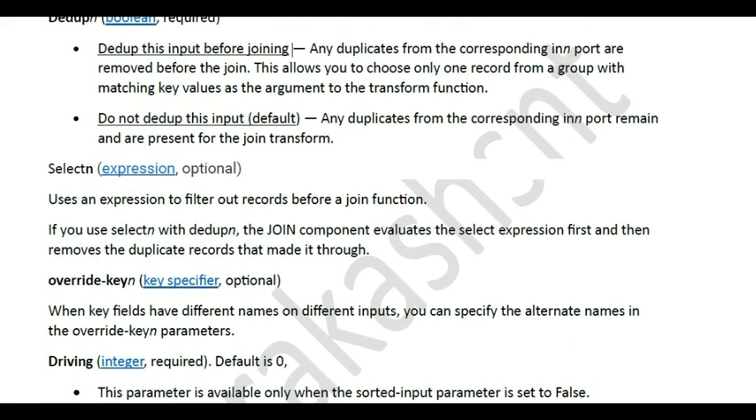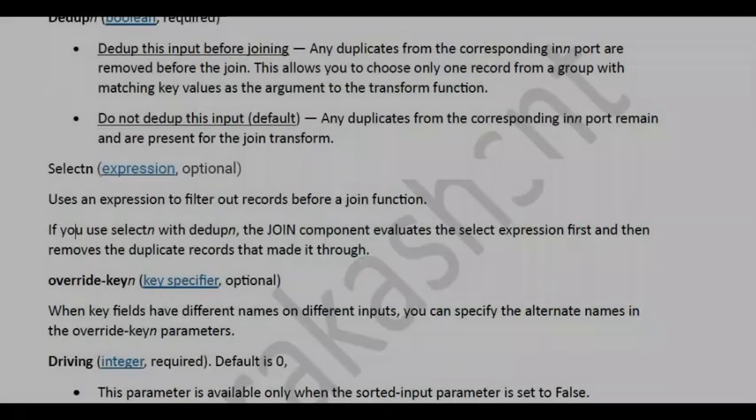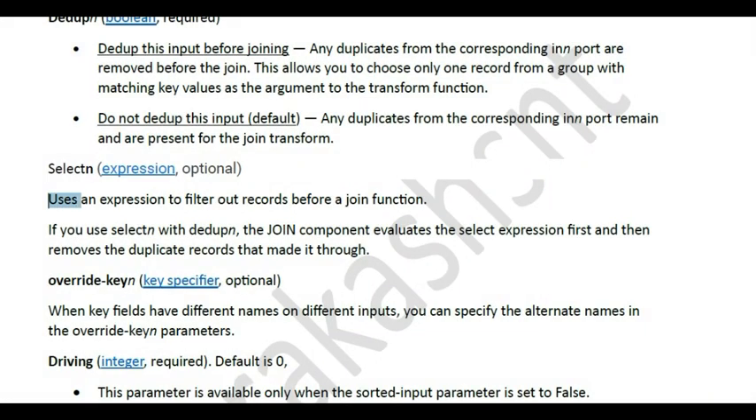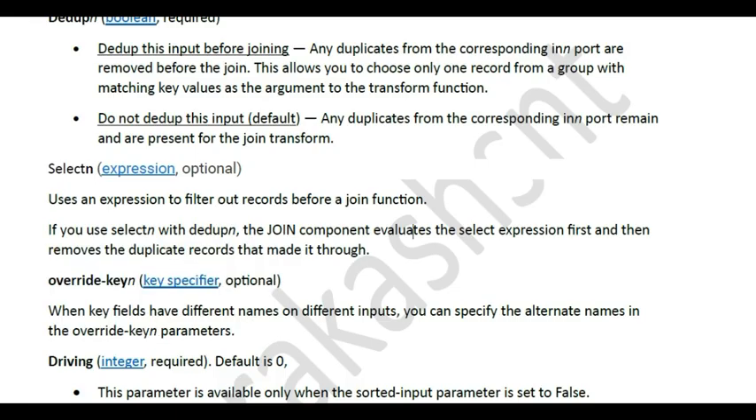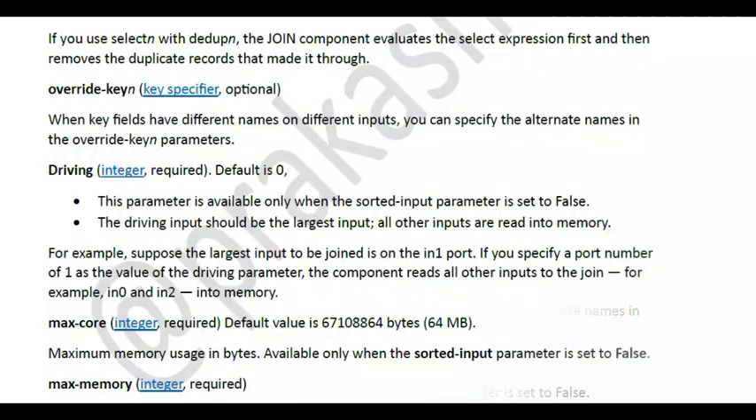Okay. So next parameter we have is select. In the select parameter we use an expression to filter out the records before the join function. Whatever select condition we apply as the filter, if it evaluates to true, then the record comes to the join port, or else it will be discarded. It is the same as the where condition in SQL.